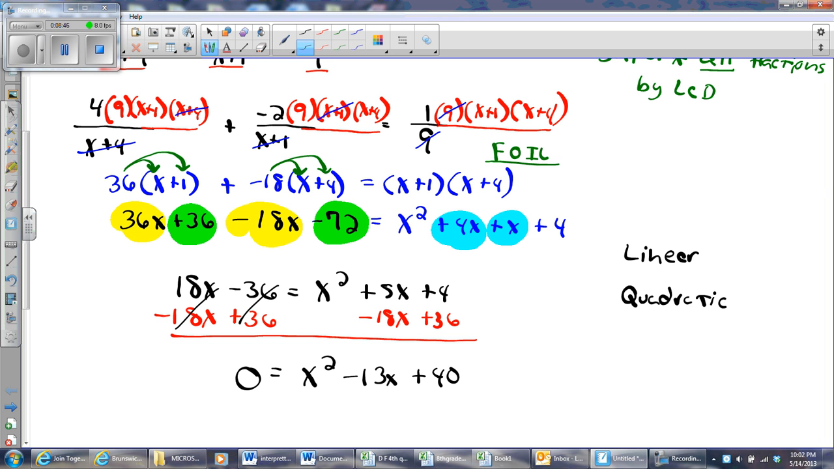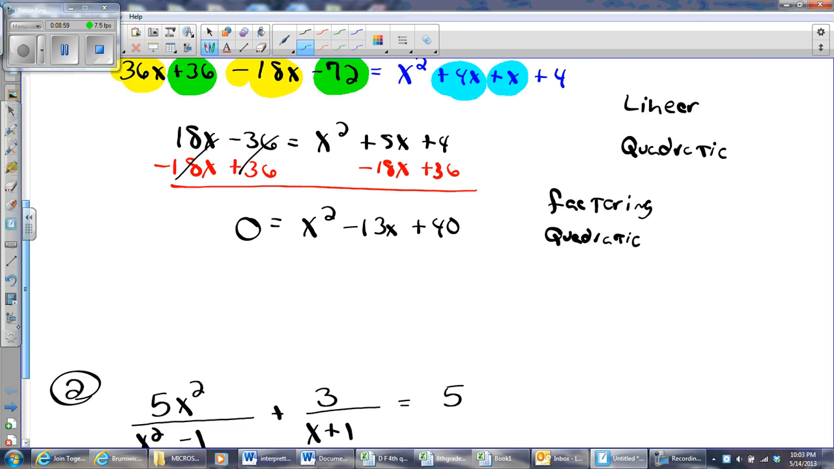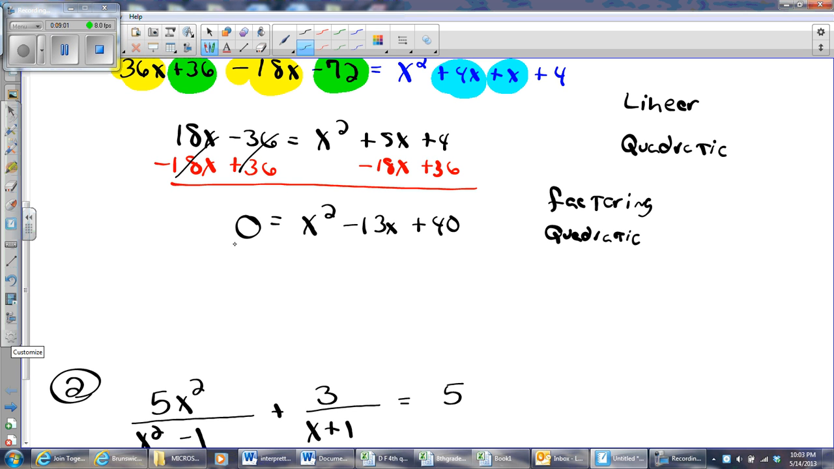Now you have two choices. You can solve by factoring, or you can use the quadratic formula. I think it's an easy one to factor, but I know a lot of you aren't very strong at factoring, so I'm going to go with the quadratic formula. So I'm going to identify A, B, and C. I'll get 1, -13, and 40.